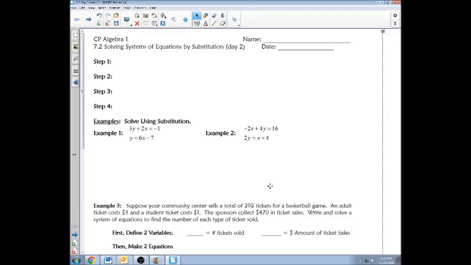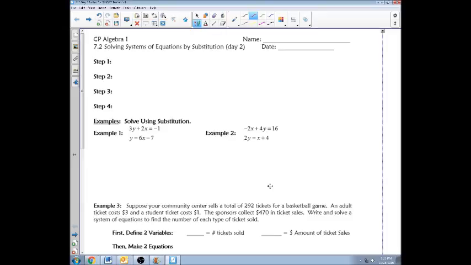This lesson is for my Algebra 1 class. It is 7.2, Solving Systems of Equations by Substitution. What we're going to do today is review the 4 steps of solving by substitution. We're going to go through a couple substitution problems, and then we'll have a couple of story problems.